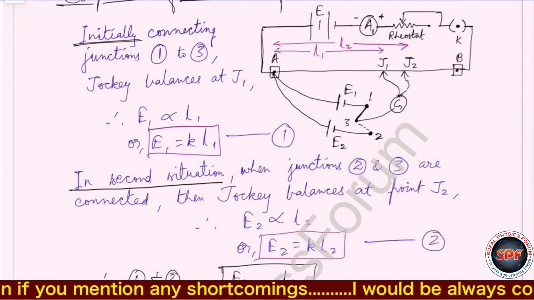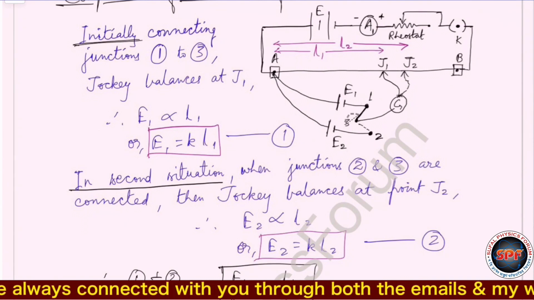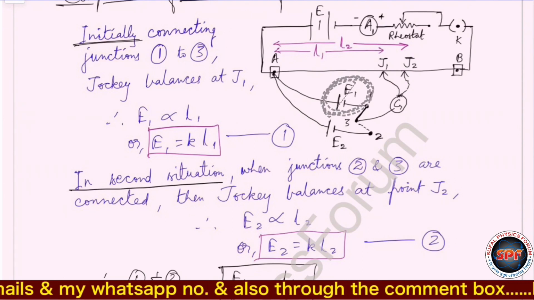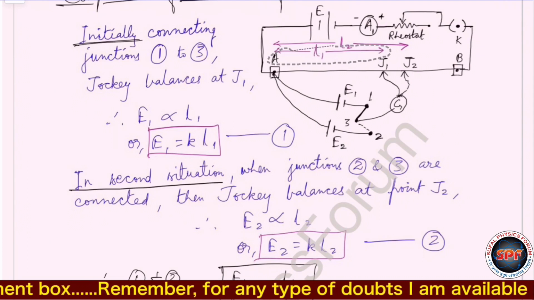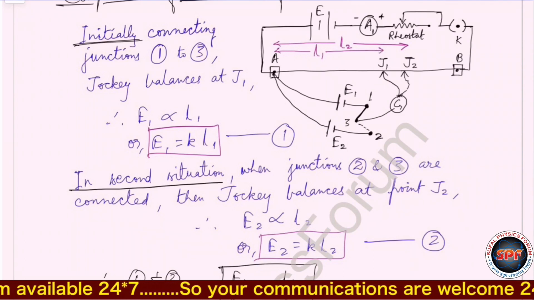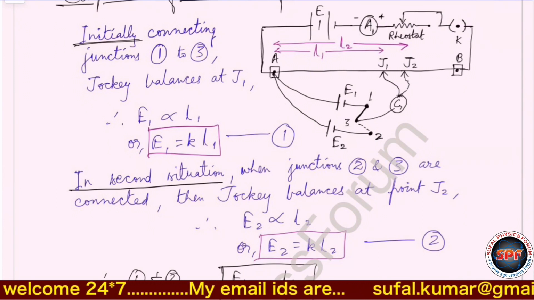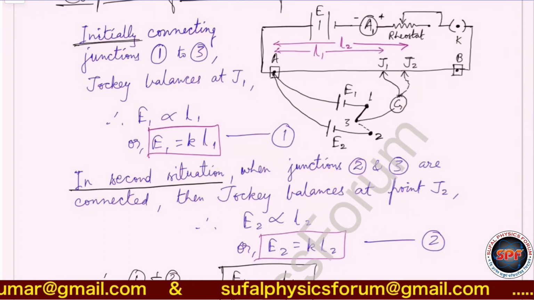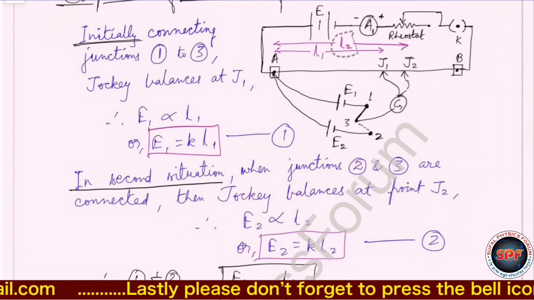In the given circuit, point to note that when junction 1 is connected to junction 3, that means only E1 has to be considered. L1 is the balancing length obtained. That means J1 is the null point. But when this is disconnected, now junctions 2 and 3 are connected, that means cell E2 is considered. Then for this E2 cell, J2 is the null point obtained at length L2.